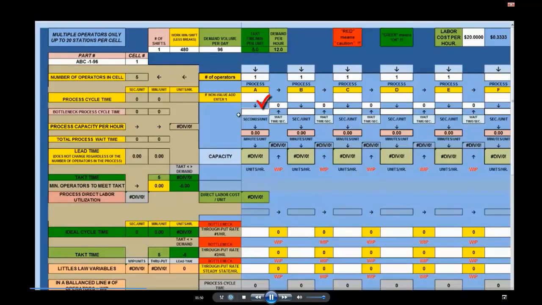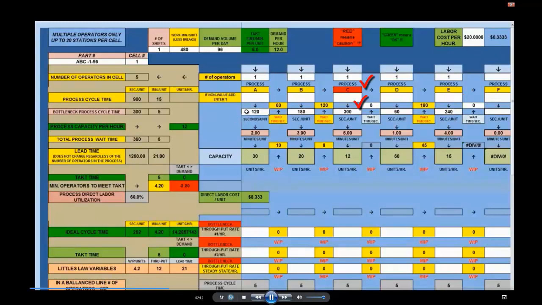We have determined that process A takes 120 seconds to complete, so we enter 120 in this cell. Process B is 180 seconds. Process C, 300 seconds. D, 60 seconds. And process E is 240 seconds to complete.